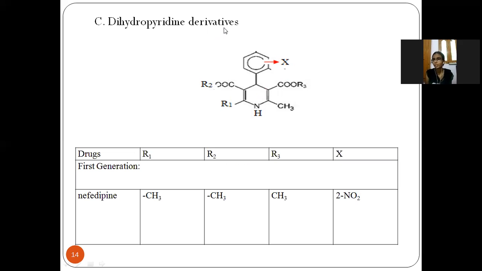Next, dihydropyridine derivatives. So this is the structure of the dihydropyridine. If you see here, R1, R2, R3 and X. So if you replace different atoms in these 4 positions, like R1, R2, R3 and X, we will get the different drugs. In the first generation, the first one is nifedipine. If you put methyl in the R1 position, methyl in R2 and methyl in R3, and in X, in the second position, the nitro group, we will get the structure of nifedipine.